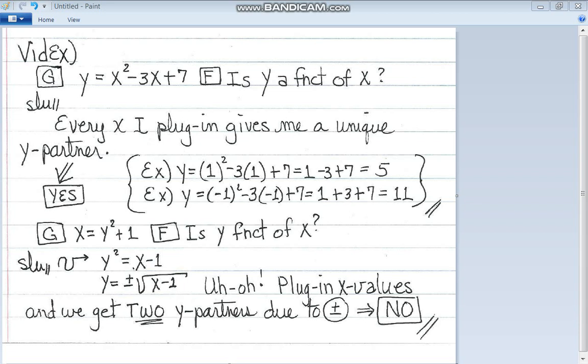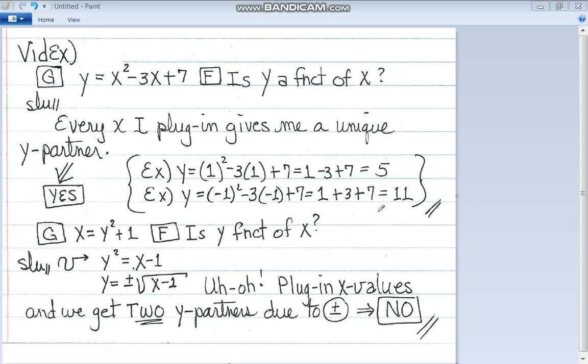Here's an example. Let's let x equal 1. Then we get y equals 1 squared minus 3 times 1 plus 7. 1 minus 3 plus 7 equals 5. So y is equal to 5. That's just one solution. Let x equal negative 1 and plug it in. Simplify, you get y equals 11.